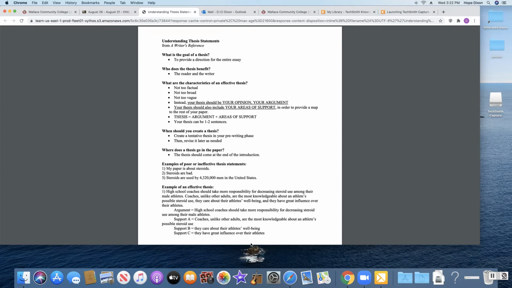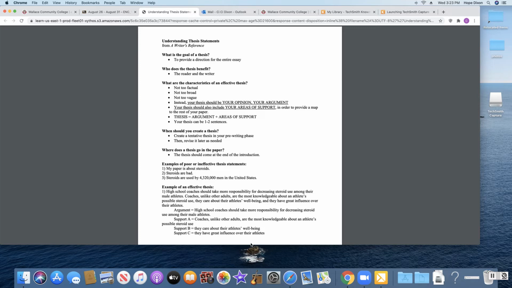Nor should a thesis be too vague. By just announcing your topic, my paper is about steroids, that's way too vague. What about steroids are you going to be talking about? What claim are you going to be making? So when you think about constructing a thesis statement, think about it as your argument, your specific position on steroids.